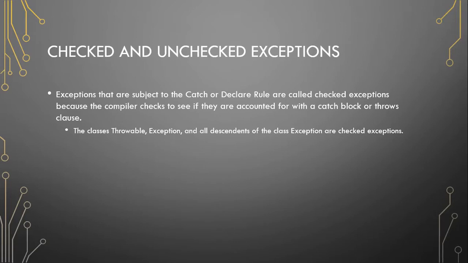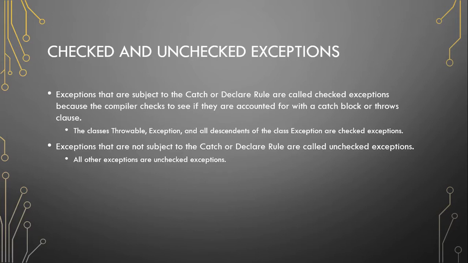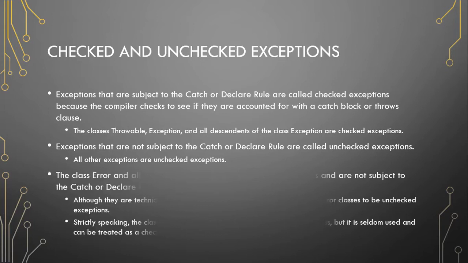Now, exceptions that are subject to the catch or declare rule are called checked exceptions, because the compiler checks to see if they are accounted for with a catch block or a throws clause. Now, the classes Throwable, Exception, and all descendants of the class Exception are therefore checked exceptions. Exceptions that are not subject to the catch or declare rule, as you recall, are unchecked exceptions. So all other exceptions are unchecked exceptions.